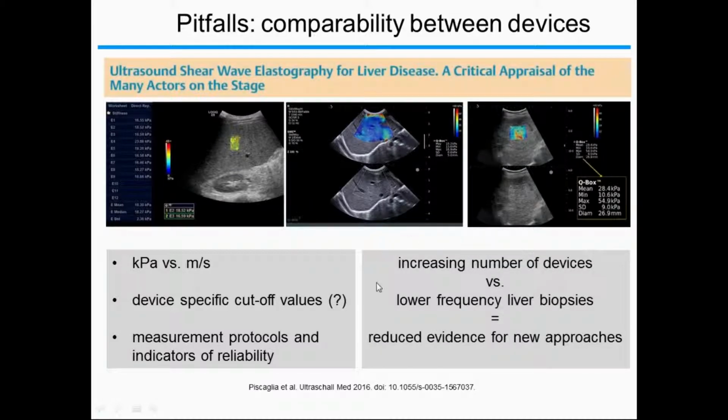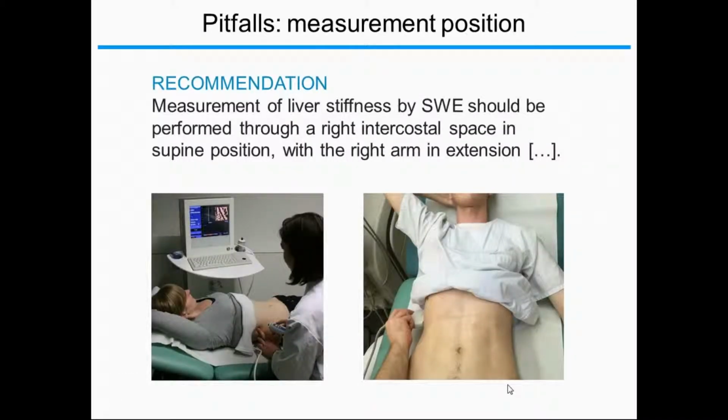And on the other hand, we have the problem that we have an increasing number of devices that require evaluation, but a lower frequency of liver biopsy because the already evaluated methods work very good. So we have a problem in gaining new evidence for new approaches.